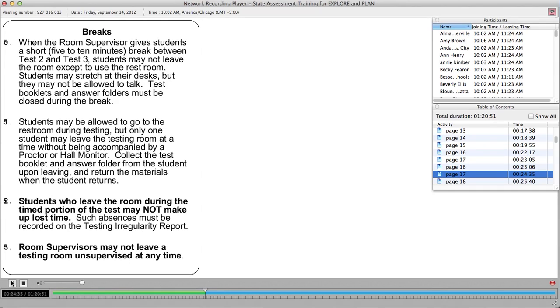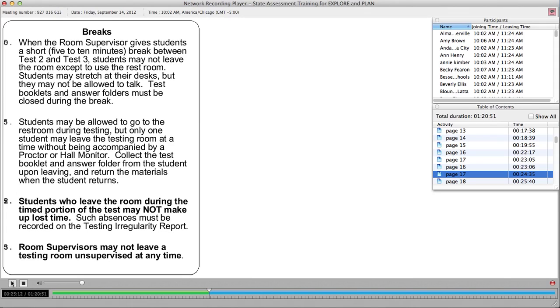Okay. The next section is breaks. When the room supervisor gives students a short 5 to 10 minute break between tests 2 and 3, students may not leave the room except to use the restroom, and that's when a proctor in the room would escort any students who need to go to the restroom, or you may have hall monitors who are assigned to do that. Or, of course, you're encouraged to have the students stretch at their desks, but they are not allowed to talk. The test booklets and answer folders must remain closed during any breaks.